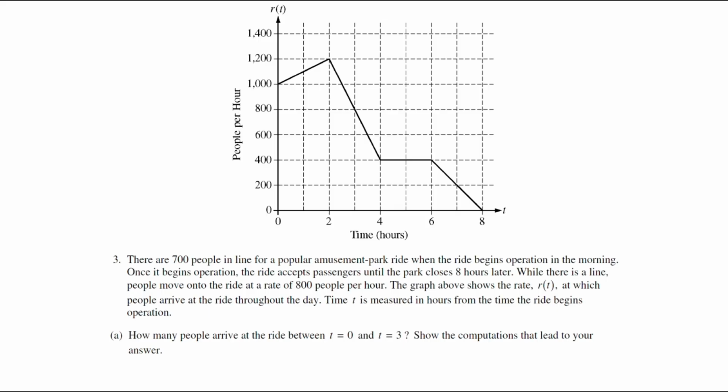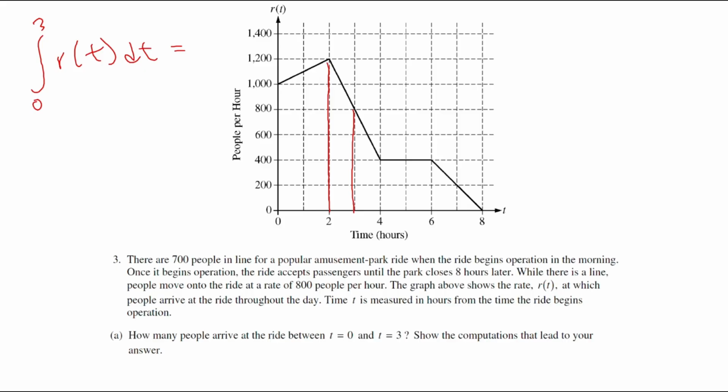So in order to figure out how many people arrive at the ride from t equals 0 to t equals 3, not how many people get on, but arrive, we just need to integrate r of t from 0 to 3. And to integrate r of t from 0 to 3, we just have to find the area underneath this graph, right? And so the area underneath this graph can be broken up into 2 trapezoids, one from 0 to 2 and one from 2 to 3.